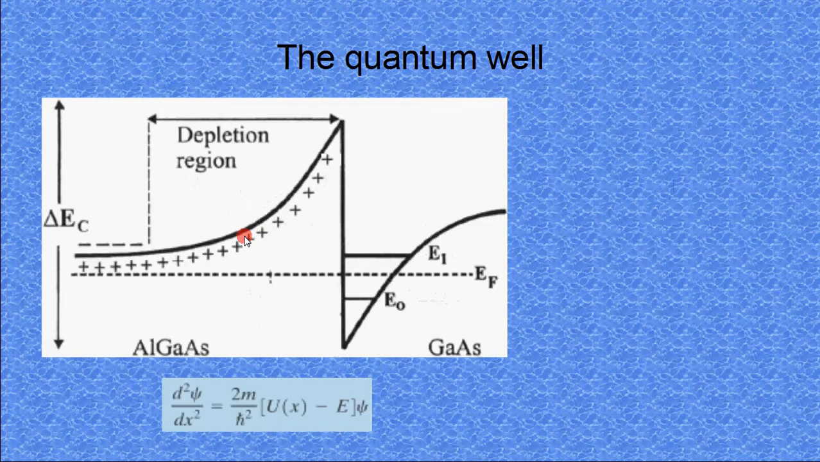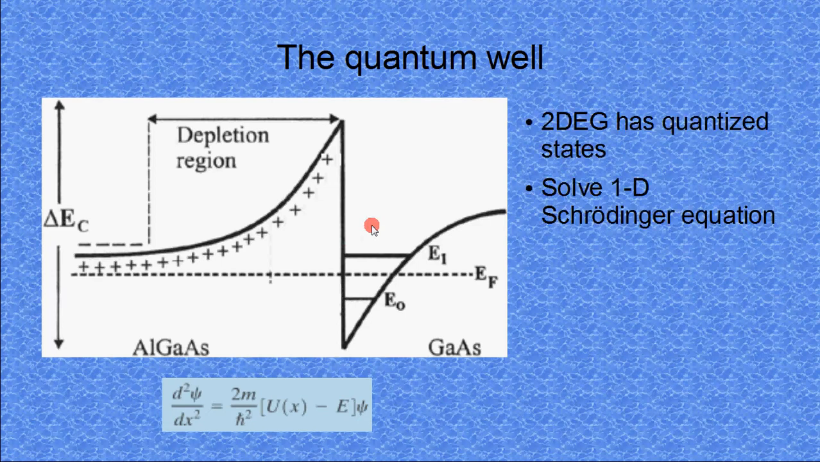A closer look at the conduction band. We'll try to solve the Schrodinger equation for this quantum well here. You see that it's not an infinite barrier on either side, so it's a finite barrier. So it has finite states. We have to solve the one-dimensional, time-independent Schrodinger equation to get that.